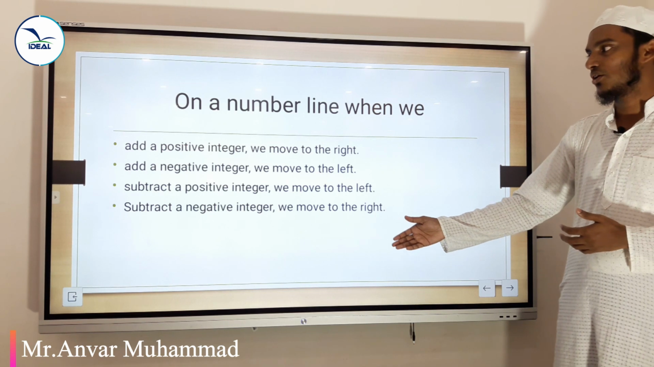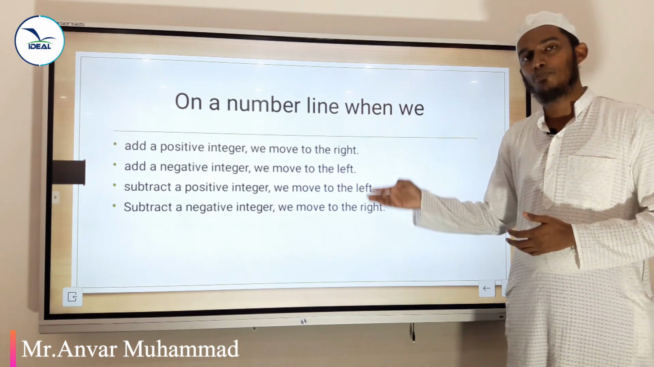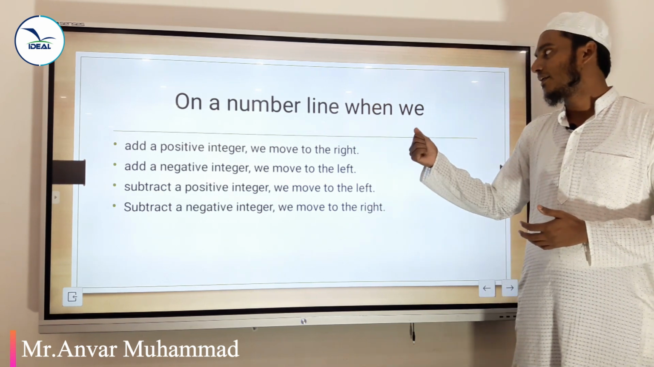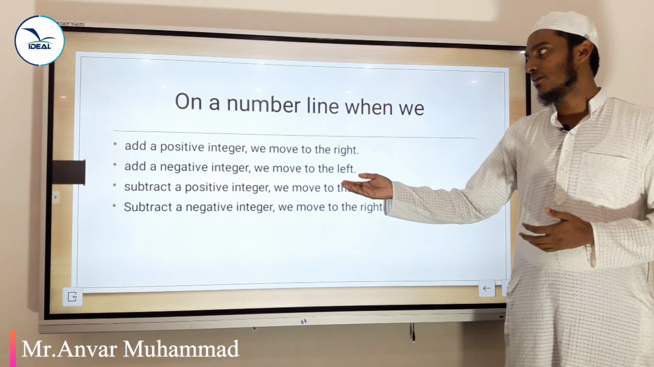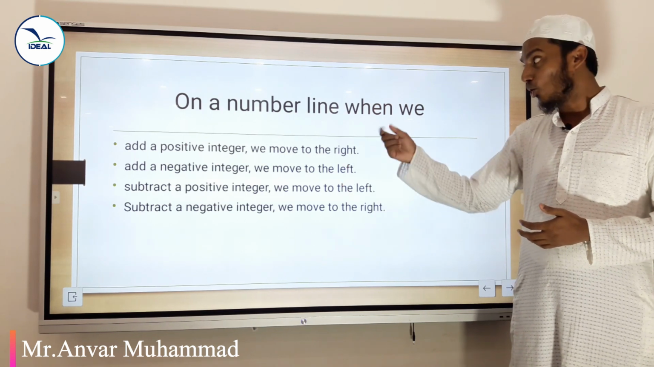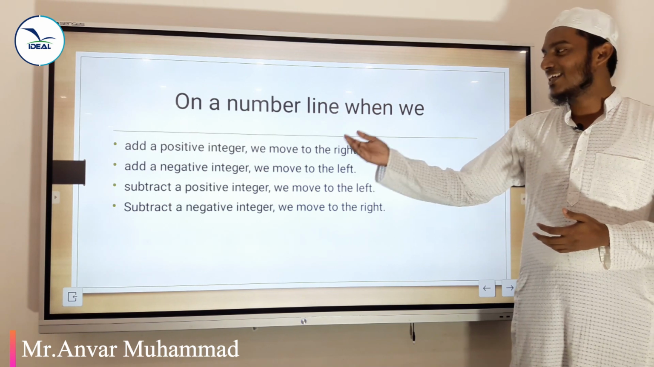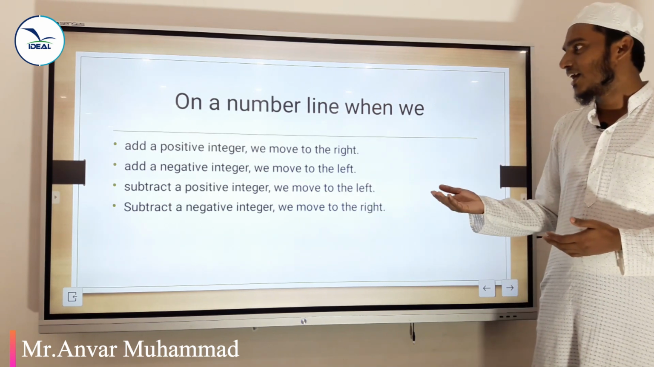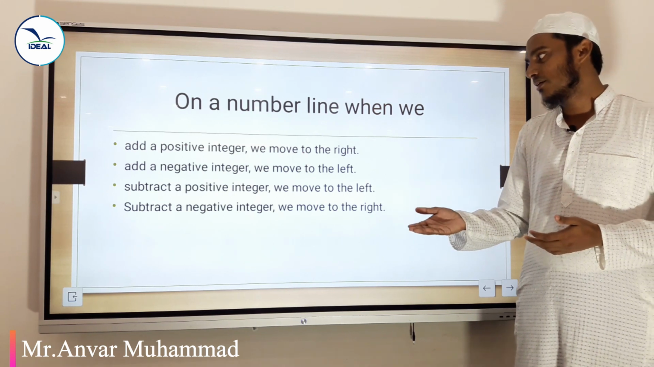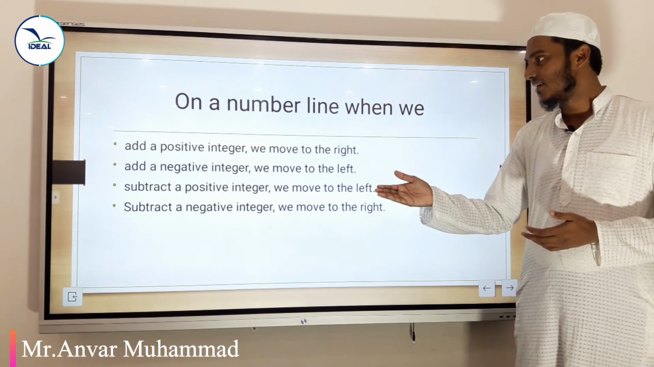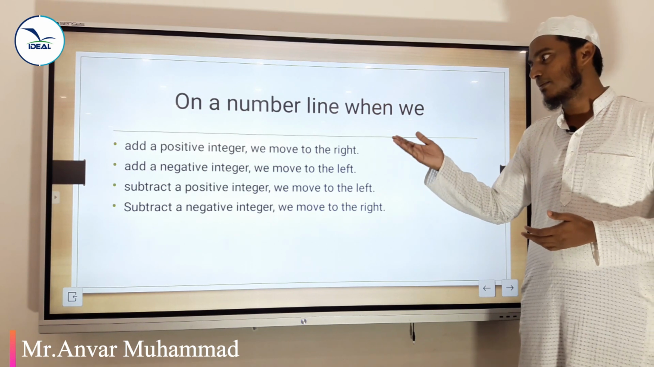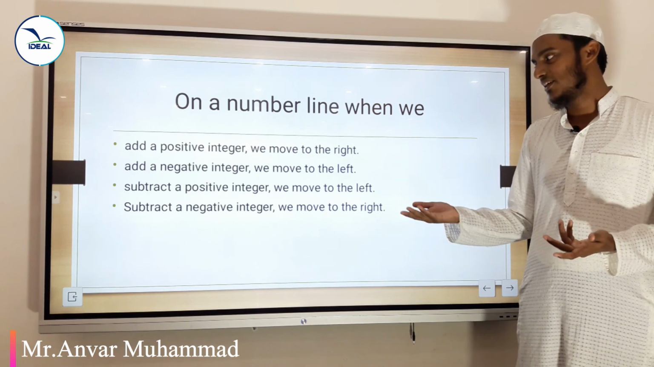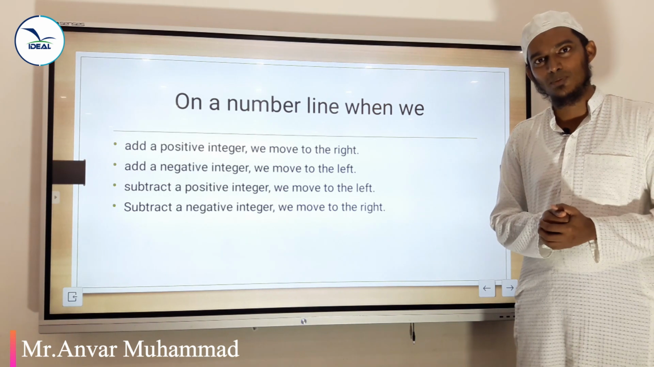This is the conclusion of all the 4 points. On a number line, when we add a positive integer, we move to the right. When we add a negative integer, we move to the left. When we subtract a positive integer, we move to the left again. When we subtract a negative integer, we move to the right. I hope it's clear to you.